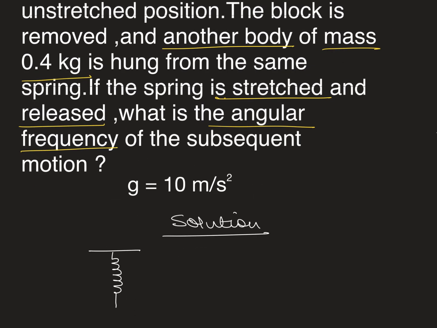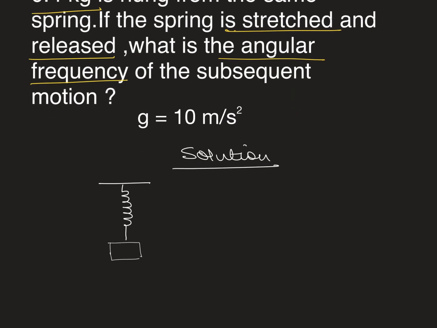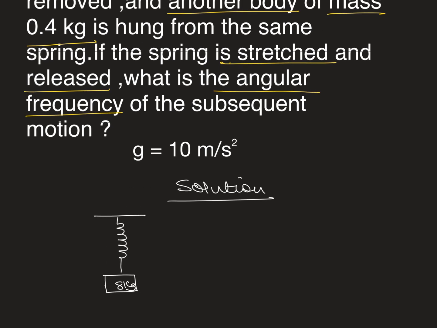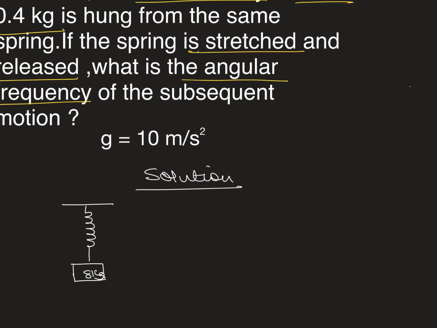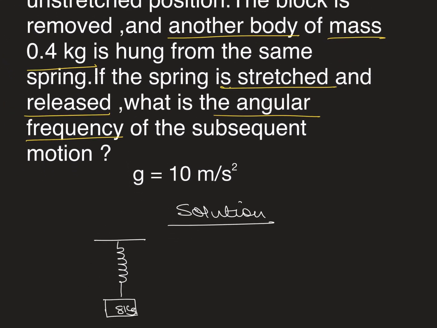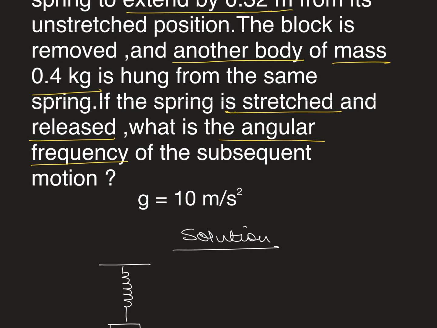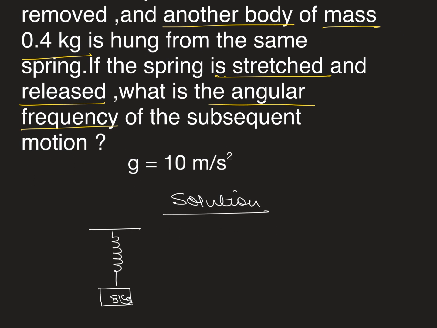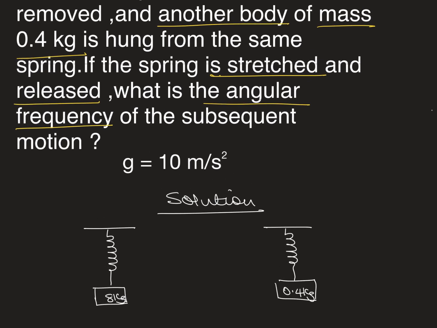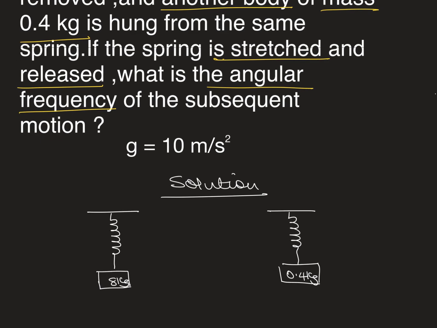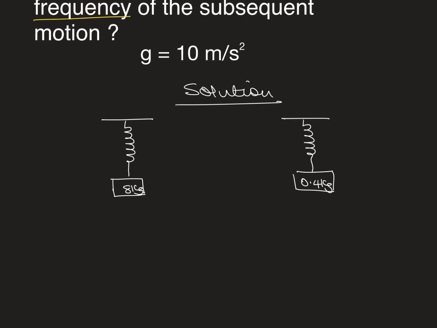Initially, the mass that is attached to the spring is 8 kilograms, and this causes an extension of 0.32 meters. After that, the 8 kilogram mass is replaced with a 0.4 kilogram mass. That is the second case, right? Obviously, that will also cause a certain extension. The question is asking us to find the angular frequency.